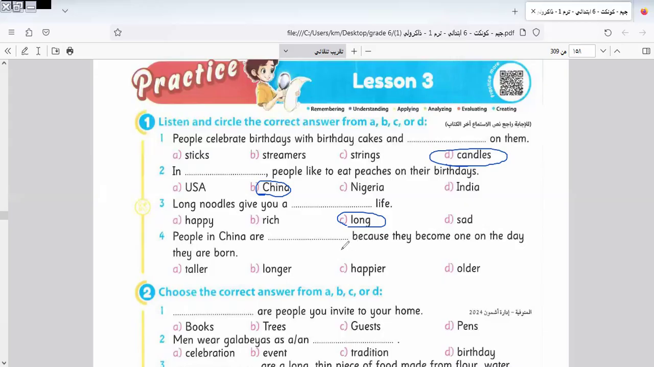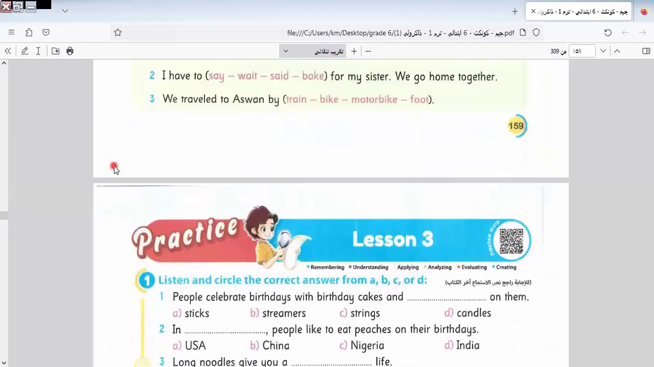People in China are ___ because they become one on the day they are born. I will return to the text to know this sentence, because I don't want to give you a wrong answer. I will return to the text to know this.